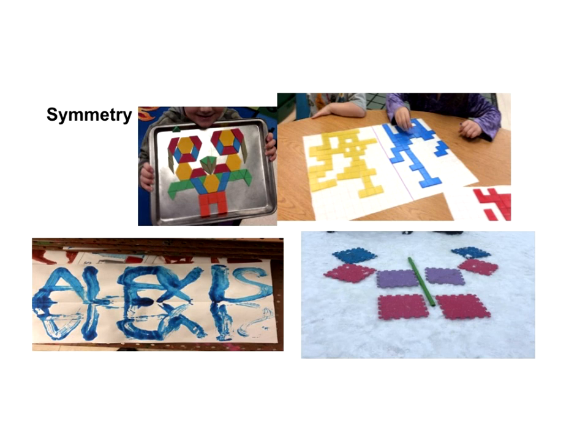So symmetry, these are some of the tasks we did. It's one of the first activities we did in the late fall. So with both year one and year two full day kindergarten students, you can see some examples there. They were creating symmetrical patterns using magnetic pattern blocks. They painted their names on paper and then folded.